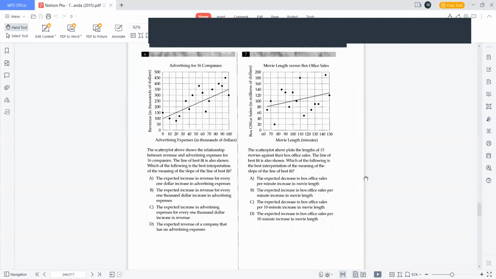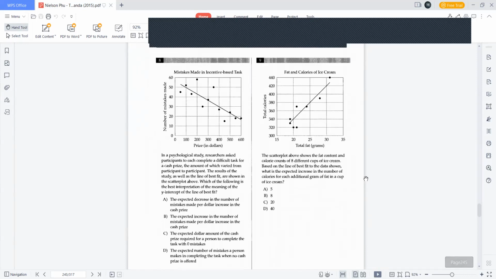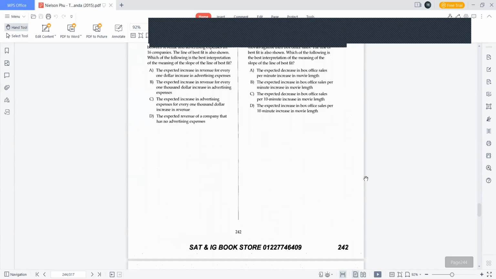Choice B. Trust me. B, the expected increase in box office sales per minute increase in movie length. That's what I think. I agree. B. Yep.